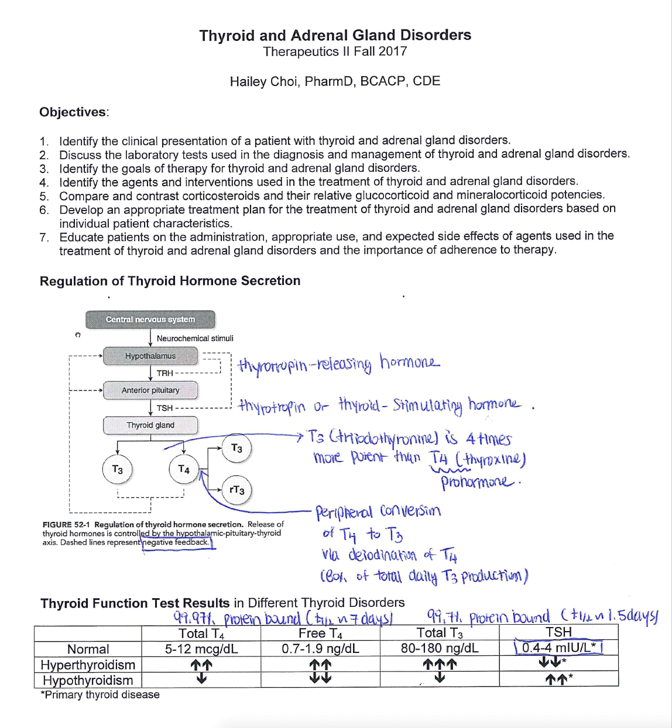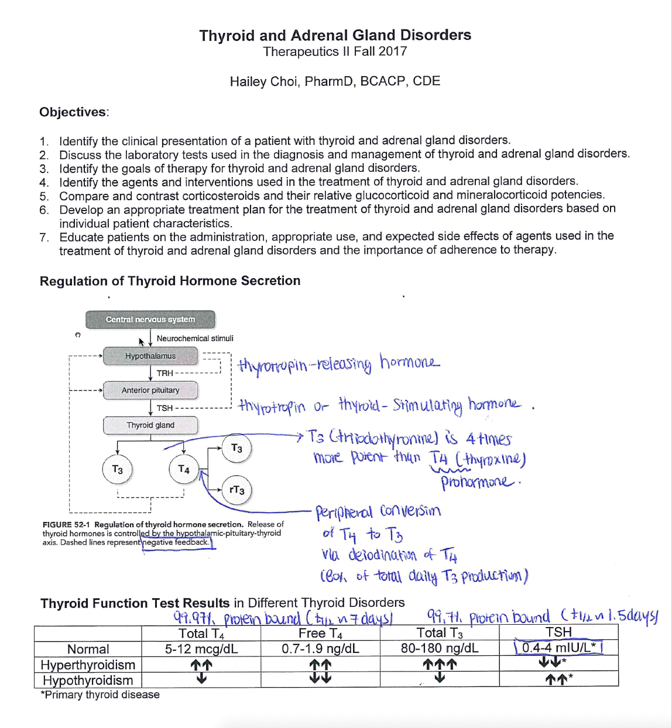So the objectives, you can go through them on your own, but basically to find out how our patients will present when they have thyroid or adrenal gland disorder, what lab values we use to monitor these patients, and what the goal of therapy is. Also, for adrenal gland disorder, we're going to go through corticosteroids, some differences between all of the commercially available corticosteroids, and then how to educate our patients.